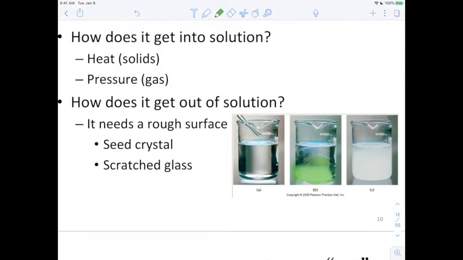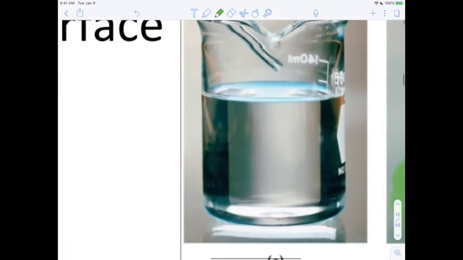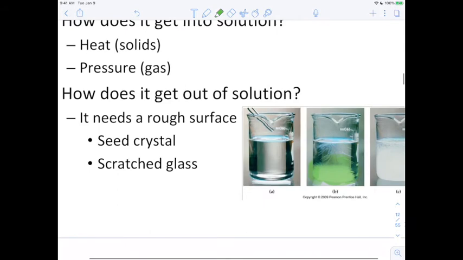Another way is scratching the glass. This is actually something that happens frequently in organic chemistry. So you will make your synthesis. You're going to make your product and you look in it and you go, hey, it looks like there's nothing there, but I know I followed all the steps. And you take your beaker to your teacher and you say, I followed all the steps, but I don't see anything. What your teacher is going to have you do is scratch the glass.